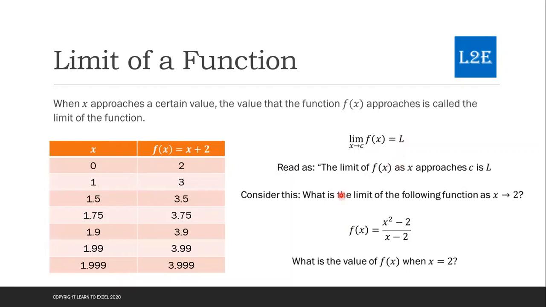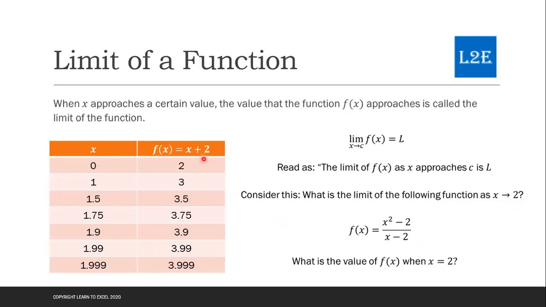All right. Now let's look at this. Consider this function here: f of x equals (x squared minus 2) over (x minus 2). All right. Consider this function, and I want to find out the limit of this function as x approaches 2. Let's see what we can do here.